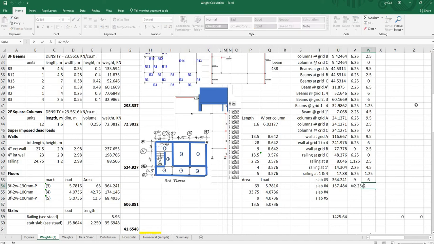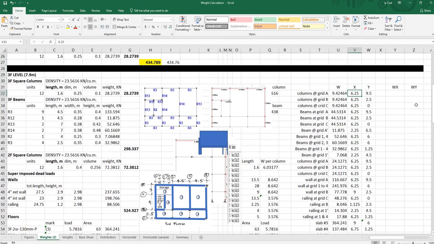Or 1.25. Okay, I made a mistake here. So this should be 6.75. I replaced all the 6.25 with 6.75. Okay?